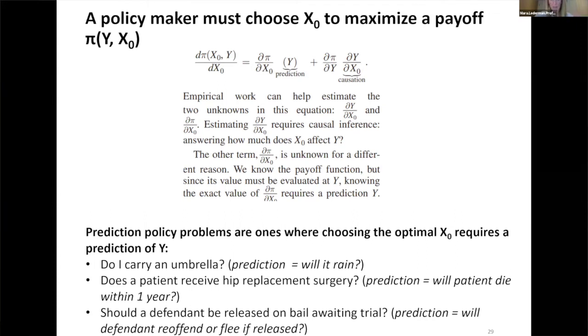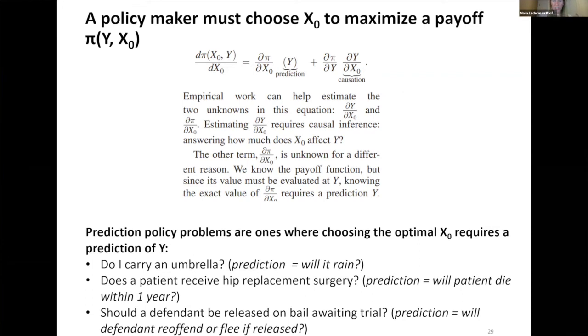The third example they give is, should a defendant be released on bail before trial? So again, we know the costs associated with releasing and not releasing, but the decision of whether to release depends on whether we think they're going to do bad stuff when we release them. What do we mean by bad stuff? We mean they're either going to reoffend or they're going to flee. And so again, if we have a prediction of that, then we can make our X decision better.